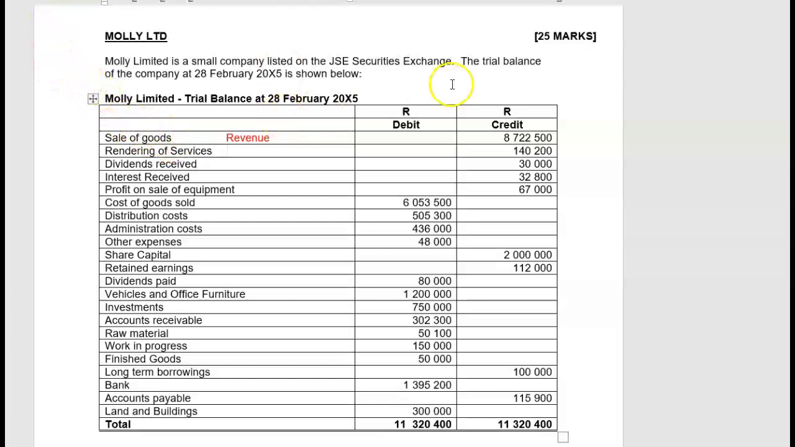So that rendering of services would be other operating income. Good. And that is 140,200. What is important is that you know that we're not going to add the 140,200 to the sales revenue. Dividends received, interest received.